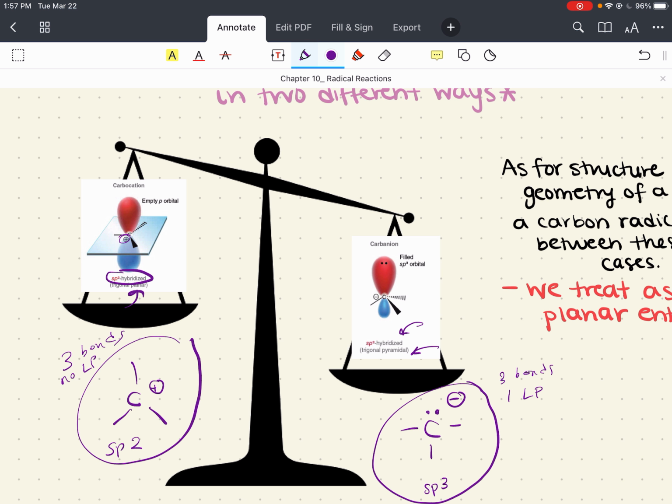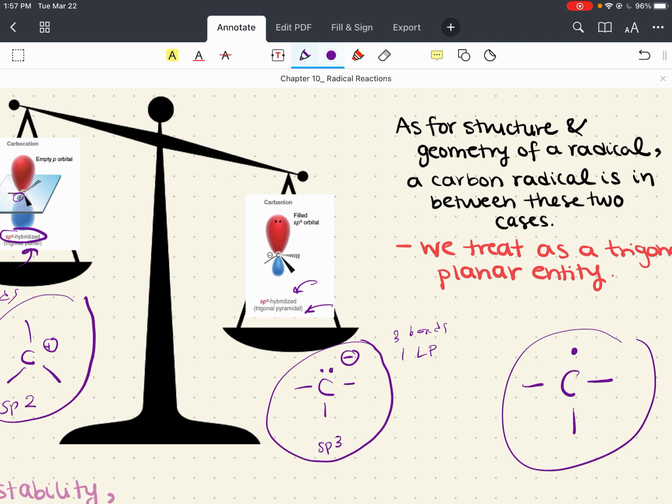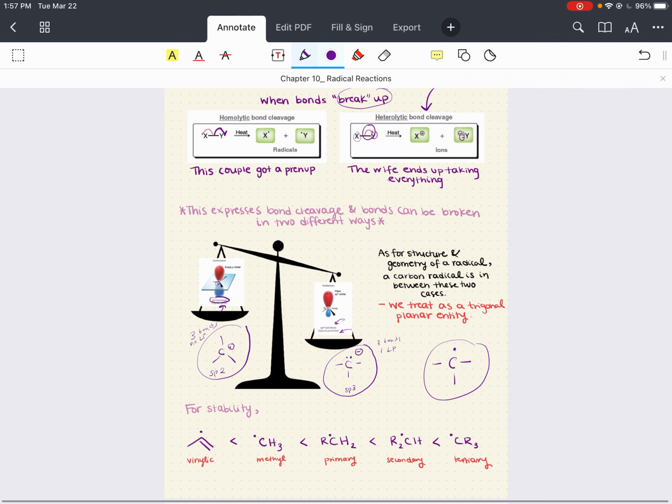Now, a carbon radical, let's draw this. A carbon radical will be somewhere in between. Carbon has 3 bonds, 1 electron. Not a lone pair, just 1 electron. All right? Now, it's between the 2 cases for carbocation and carbanion in terms of non-bonding electrons. But regardless, what you should know is that it's still treated as a trigonal planar entity. All right, so make sure you note that.